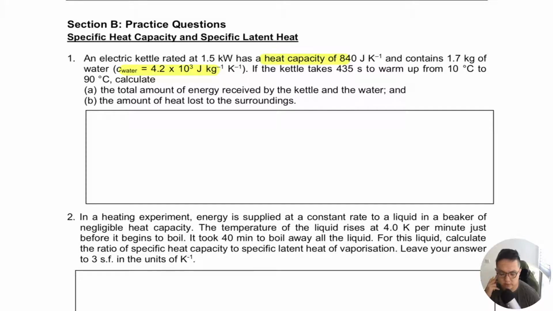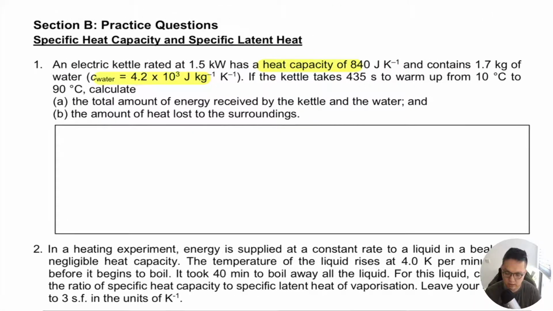If the kettle takes 435 seconds to warm up from 10 degrees Celsius to 90 degrees Celsius, calculate the total energy received by the kettle and the water. For this one you need to count in both types of energy. Let's just use black pen. Let's make it a little bit bigger. So we need to find total Q in.